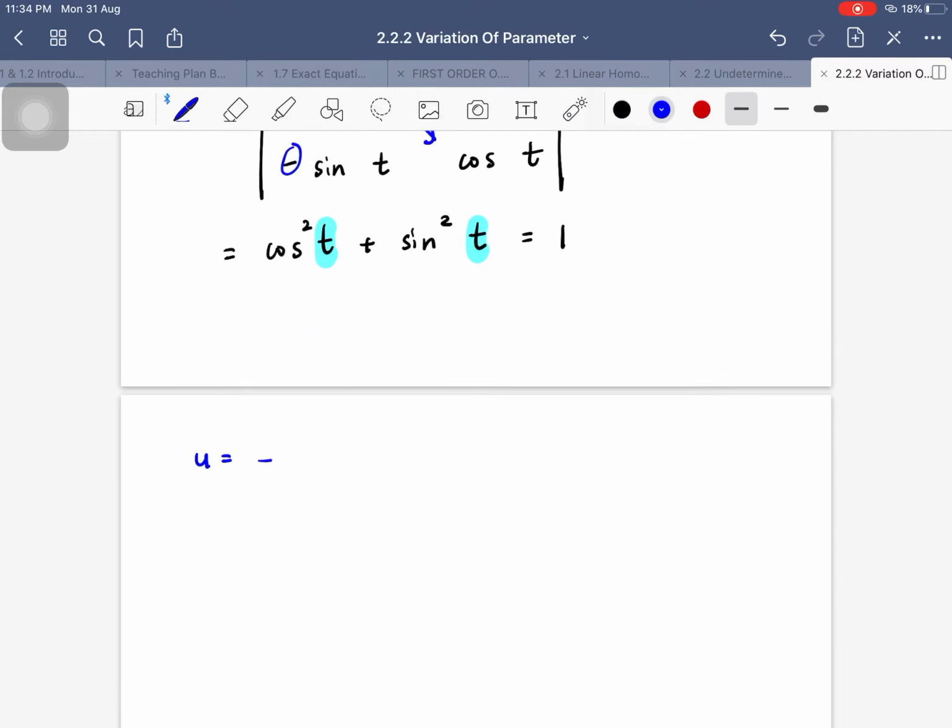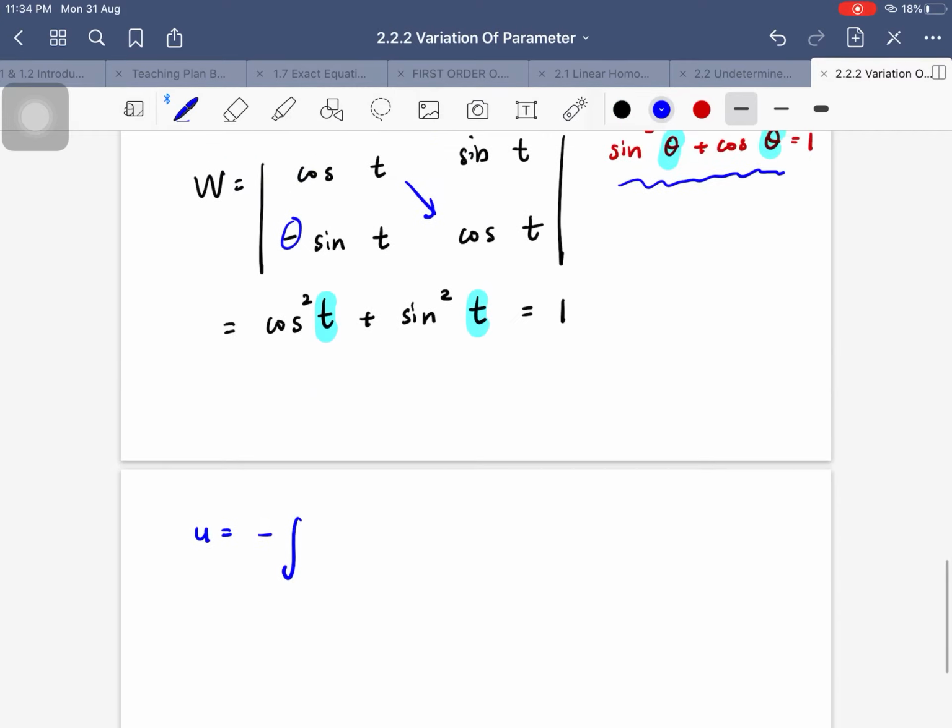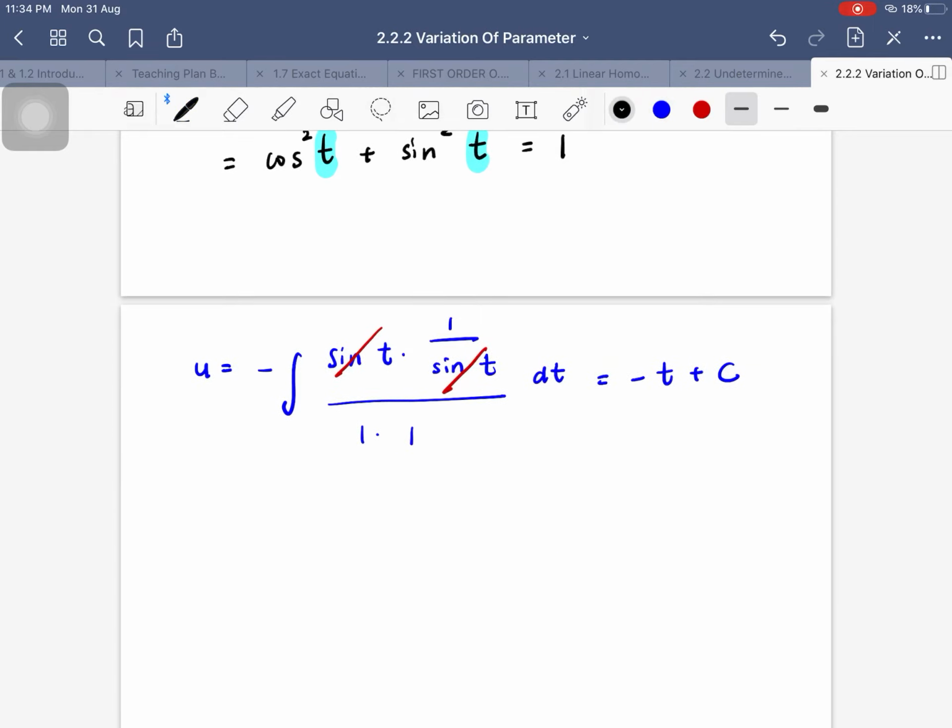So u is going to be negative integration of y2, which is given by sine of t, multiplied by f of t. My f of t is given by cosecant of t, which is 1 over sine t. And my a value is going to equal 1, and my omega value is also going to equal 1. This is going to be a very simple integration, so those two are going to cancel, and I'll end up with negative t plus integration constant c. So that is going to be my first function.